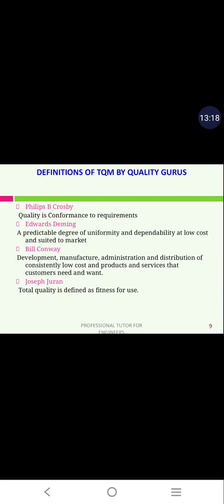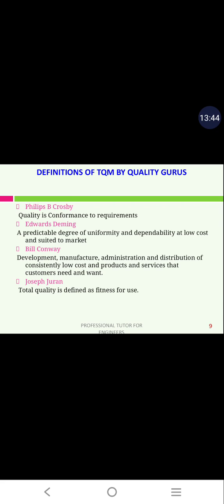So what is the requirement of the customer? He wants to listen to good quality music. Whether that requirement is satisfied has to be ensured. So that is called quality is conformance to requirements. So he has given the definition. And the second person is Edwards Deming. So what does Edwards Deming say about total quality management?